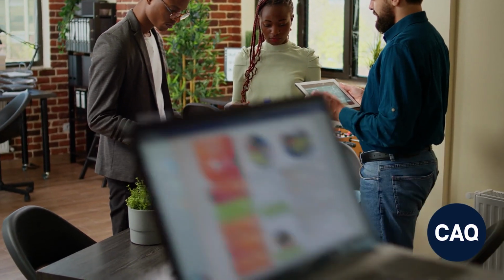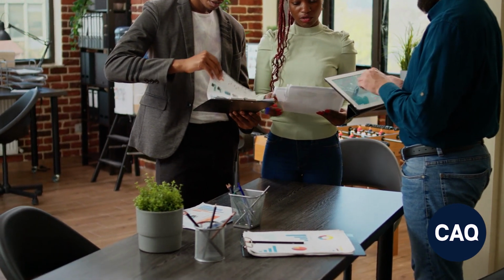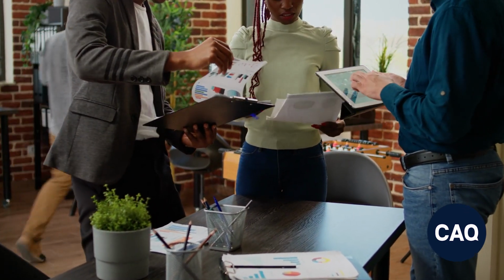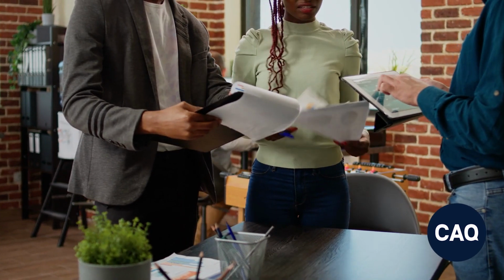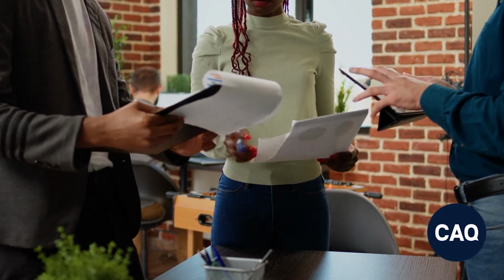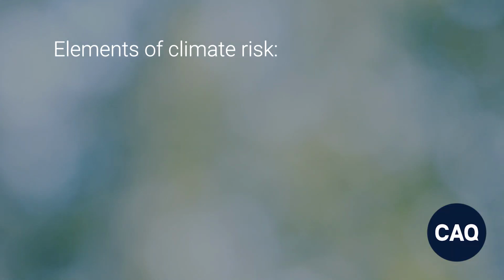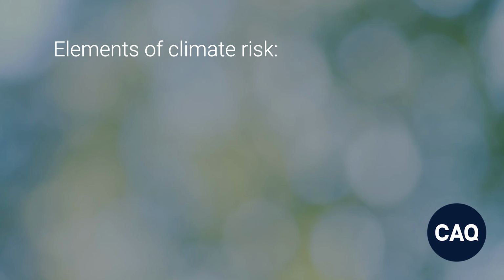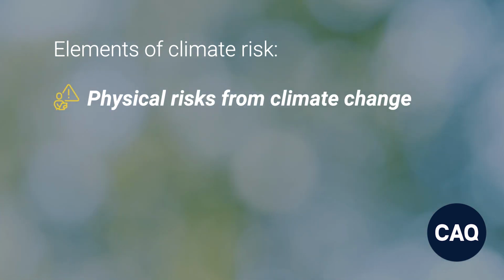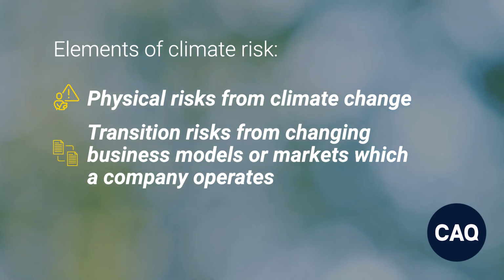And when we think about things like climate, or we think about supply chain or workforce considerations, those actions and the items that are influencing the company's operations need to be considered from a financial statement perspective. So focusing specifically on climate, when we think about the elements of climate risk, we're talking about two things. We're talking about physical risks from climate change, and we're talking about transition risks from the changing business models or markets in which the company operates.